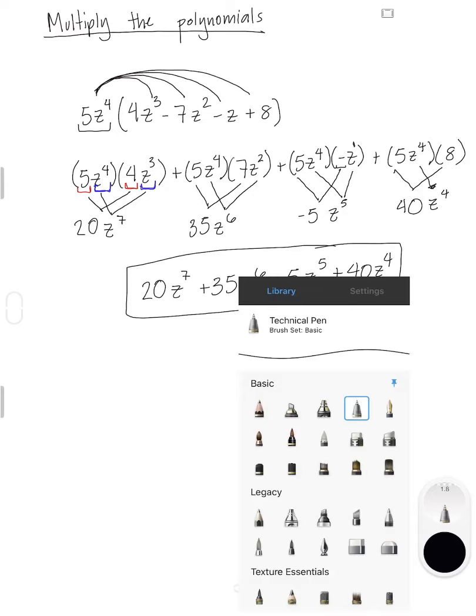So this is multiplying polynomials, right? Where we have a monomial and then a polynomial, with more than one term in the parentheses. So again, we use the distributive property. The monomial is being distributed into the entire parentheses, and we're using the product rule. So if we have the same base, we add the exponents, right? And we multiply the coefficients of the terms. Let's go ahead and go over another example.